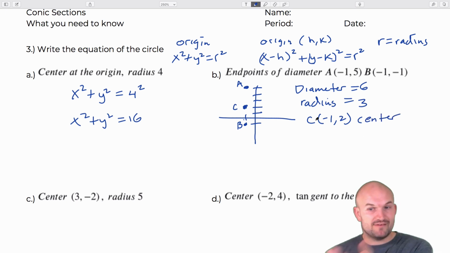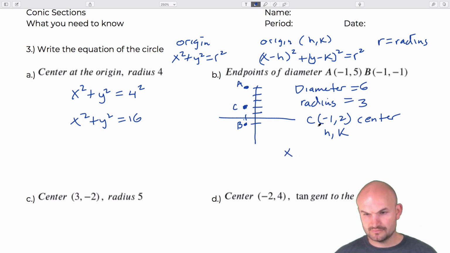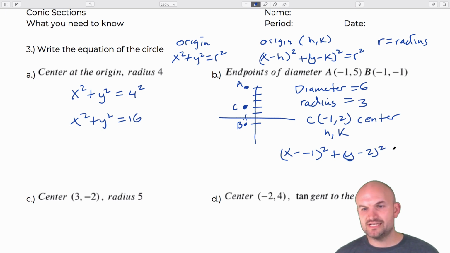Okay, so now I have my h, my k, and I know the radius is 3. So I can just write x minus -1 squared plus y minus 2 quantity squared equals 3 squared. And as I simplify, x minus the -1 is going to be x plus 1 squared plus y minus 2 quantity squared equals 9.